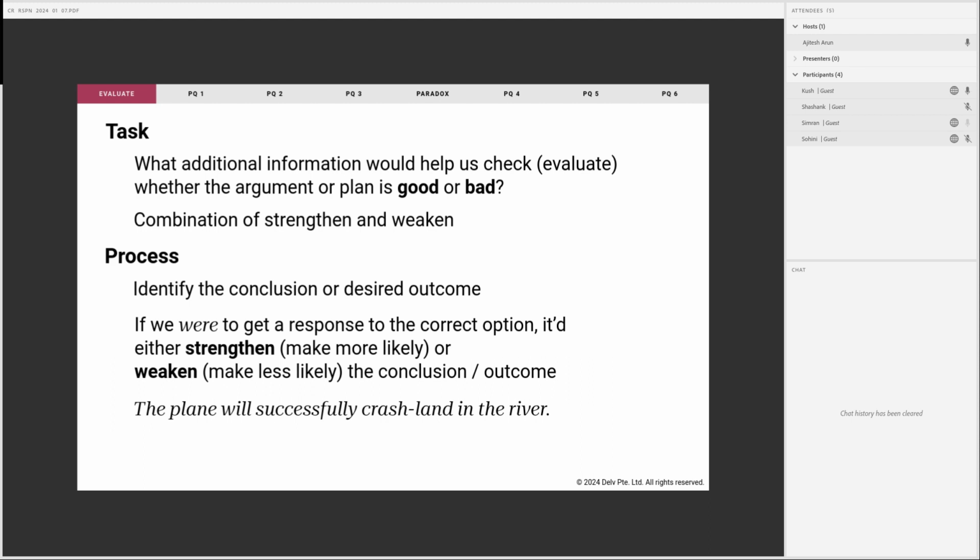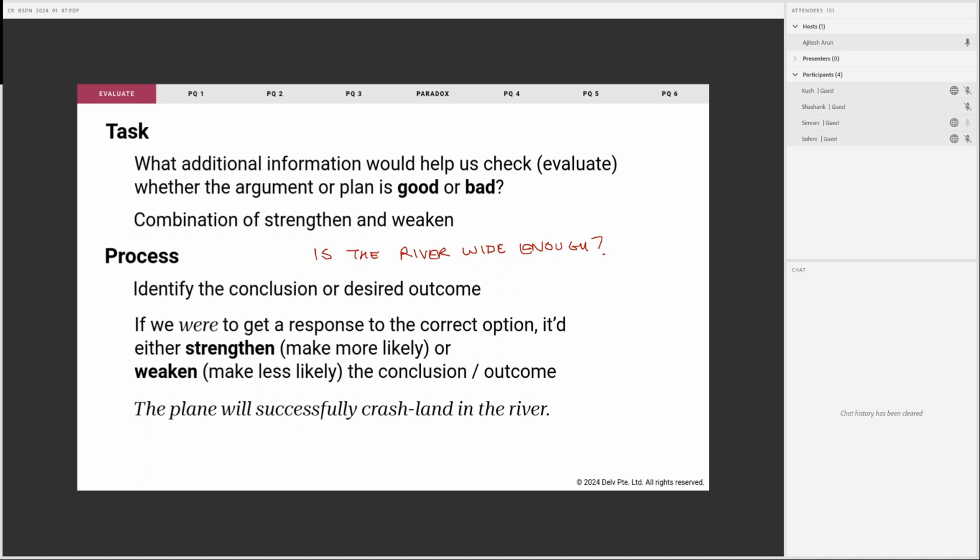So maybe something like, is the river wide enough to accommodate the plane? Very good. So Kush has given us a great option for this. Is the river wide enough? Now, look at how his option actually ends with a question mark. He hasn't told us that the river is wide enough, and he has not said that the river is not wide enough.